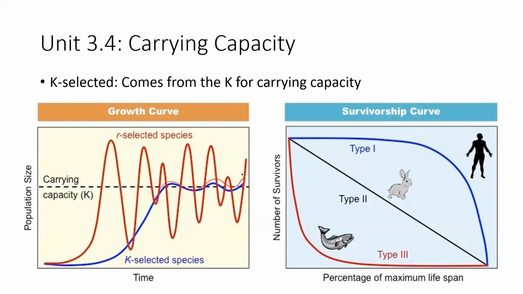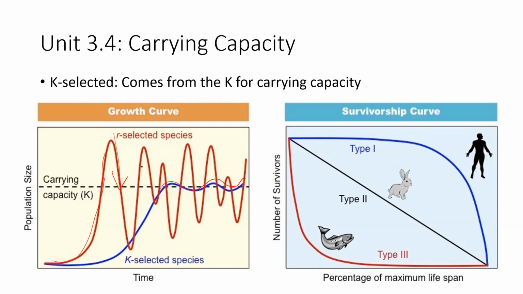An R-selected species, you might have a lot of variation around the carrying capacity, because what happens is they go through exponential growth until there's way too many animals because they have so many babies at once, and then the population will crash. And then again and again and again.